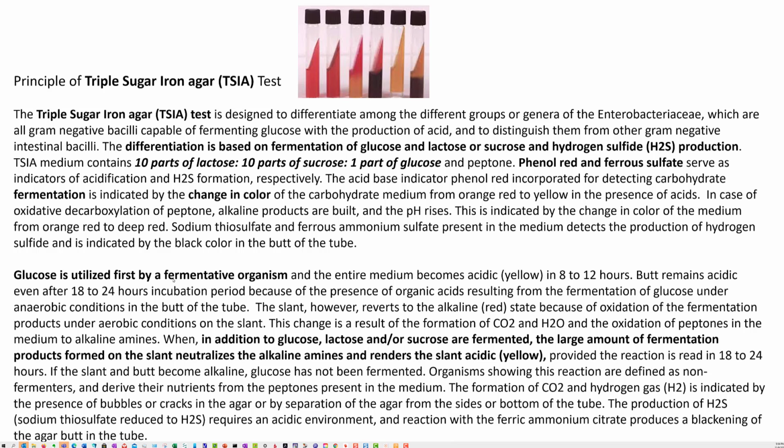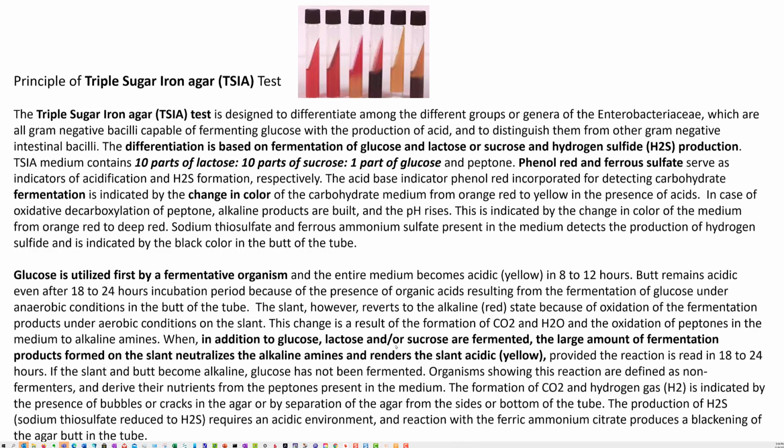So glucose is utilized first by fermenting organisms, and then the entire media becomes yellow, but remains acidic. At 18 to 24 hours, we have to use kind of a timing issue like we've seen in other types of media. So reading it at either 8 to 12 or 18 to 24 hours is really important to determine the types of fermentation that we see. But it's a poor man's way of looking at and identifying and getting the names of these microorganisms.